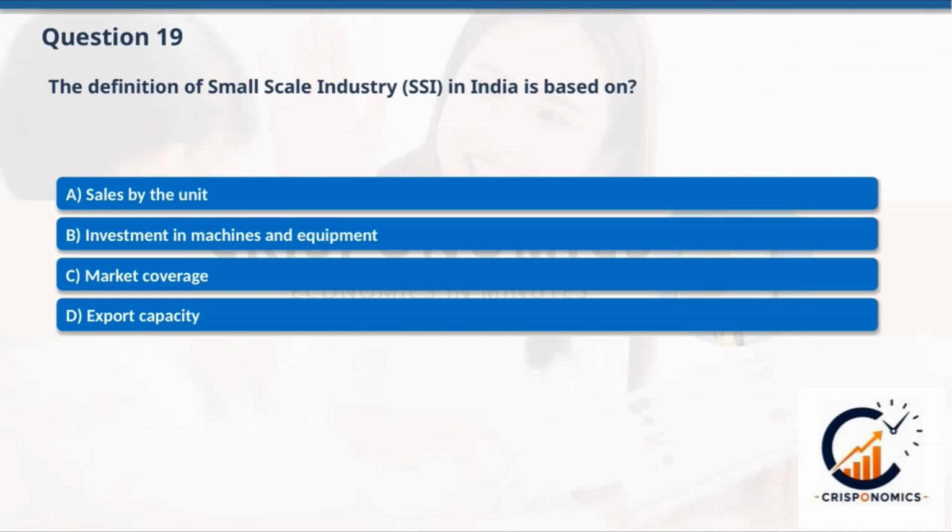Is it about sales by the unit? Or maybe the investment in machines and equipment? Could it be market coverage? Or perhaps export capacity? Each of these plays a role in understanding what qualifies as an SSI. This question helps us clarify which of these criteria actually form the basis of the official definition. It's important to get this right, as it shapes policy and support for these industries.